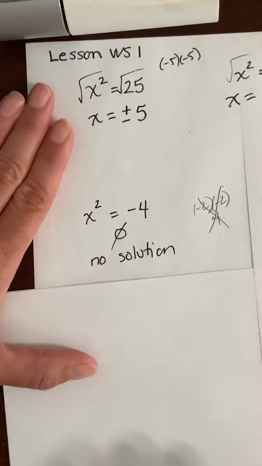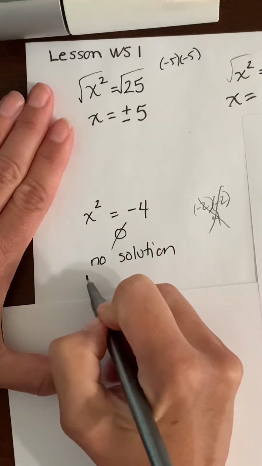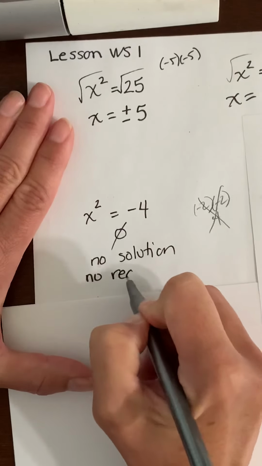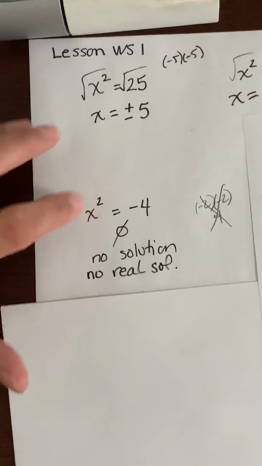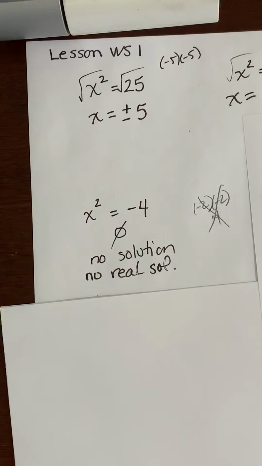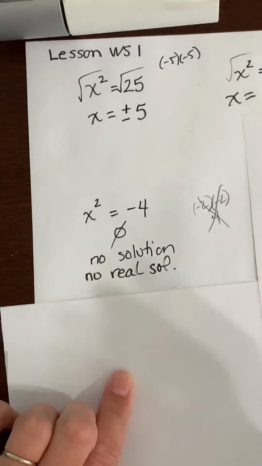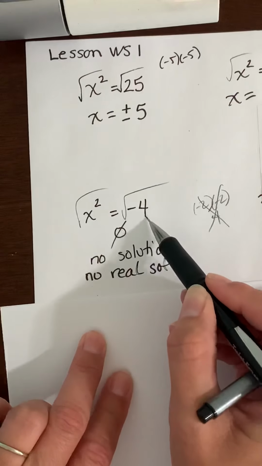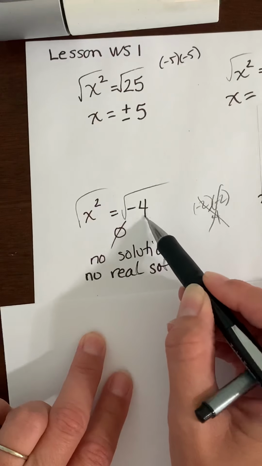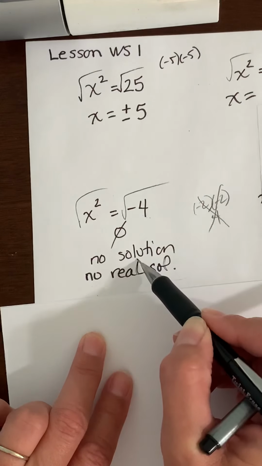You're going to learn later that it might be better to say no real solution. There's no number in my calculator that I could square and get -4. So when you go to square root both sides, you cannot take the square root of a negative number. If this is a negative number, then there's no solution.